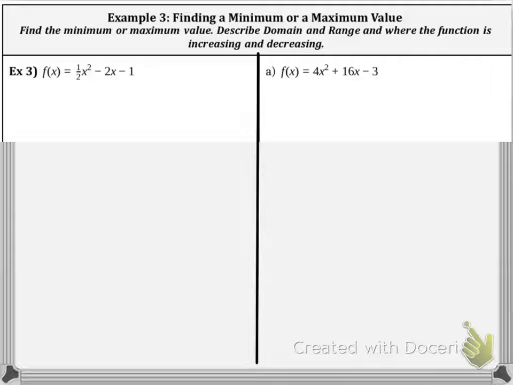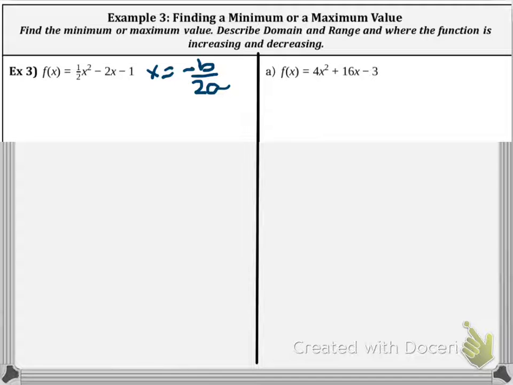This is 2.2, day 2, and this is example 3, finding a minimum or a maximum value. We're also going to describe domain and where the function is increasing and decreasing. So we have f of x equals 1/2 x squared minus 2x minus 1. So we need to find the vertex. To do that, we use x equals negative b over 2a.